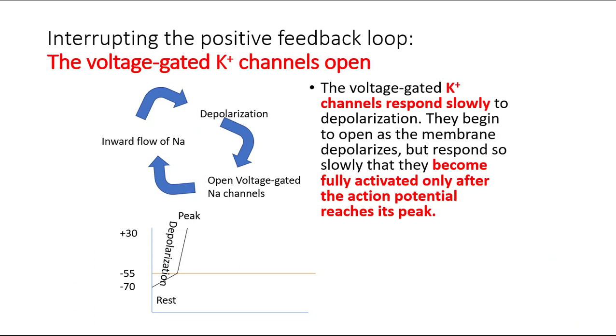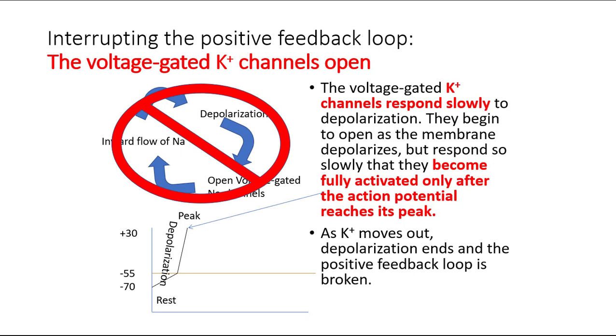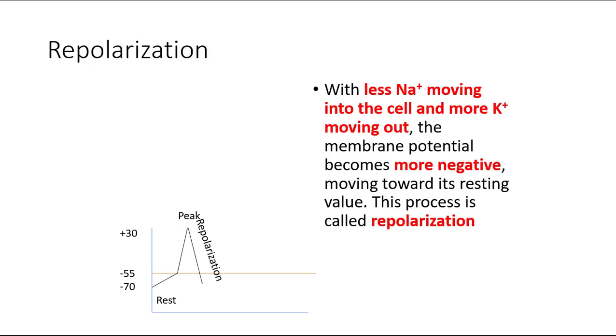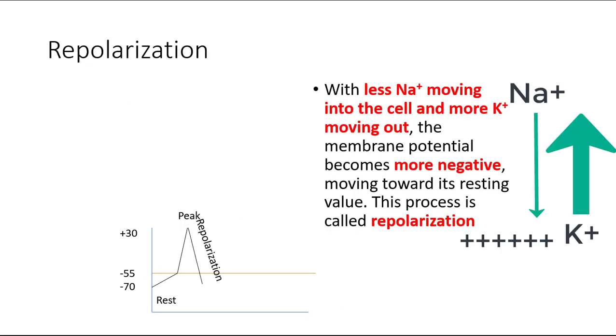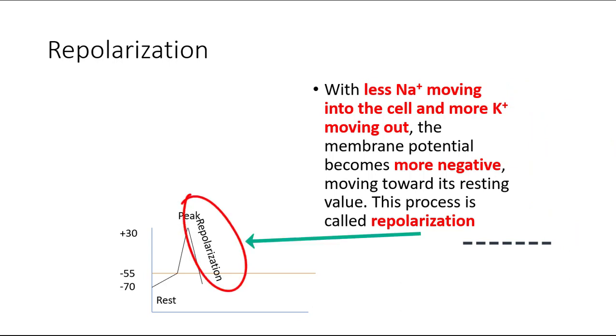The voltage-gated potassium channels respond slowly to depolarization. They begin to open as the membrane depolarizes, but respond so slowly that they become fully activated only after the action potential reaches its peak. As potassium moves out, depolarization ends and the positive feedback loop is broken. With less sodium moving into the cell and more potassium moving out, the membrane potential becomes more negative, moving toward its resting value. This process is called repolarization.